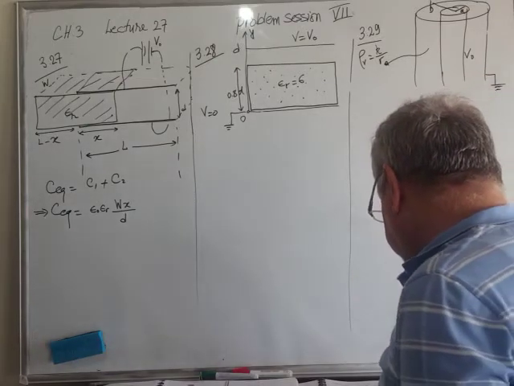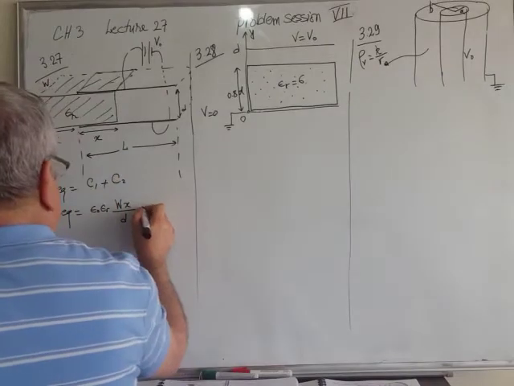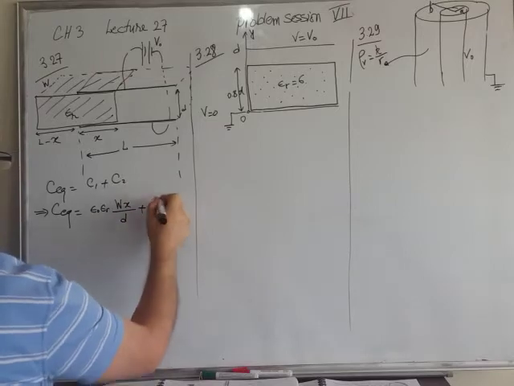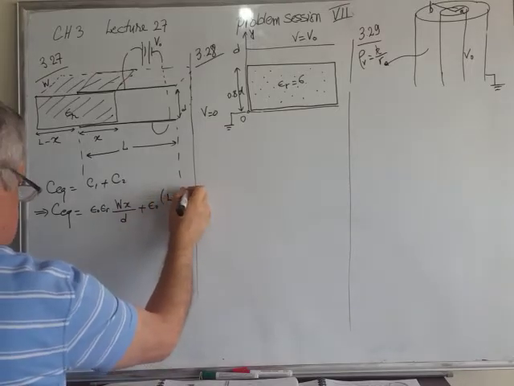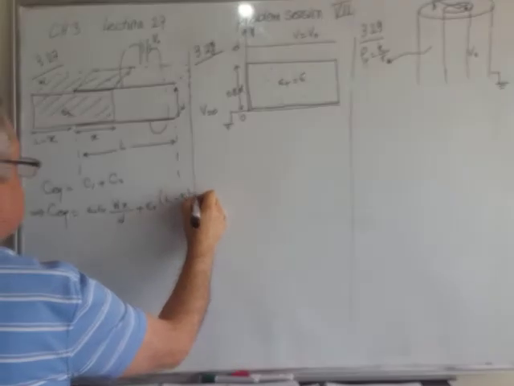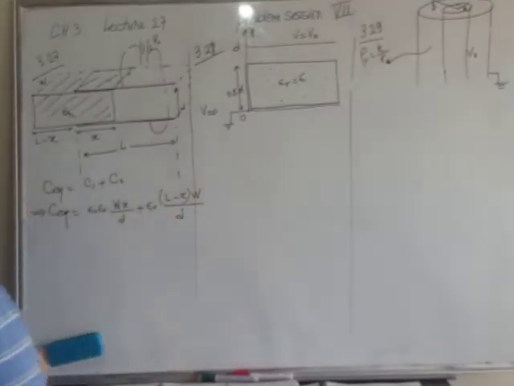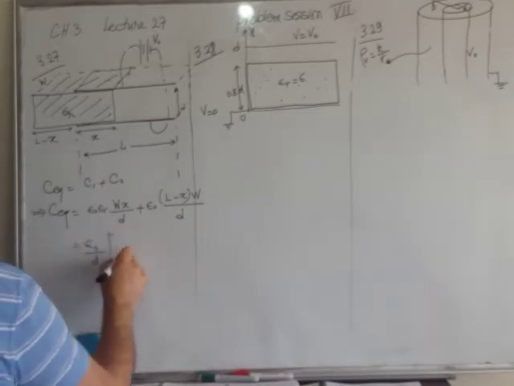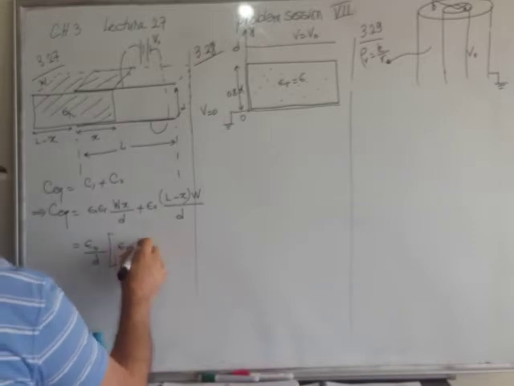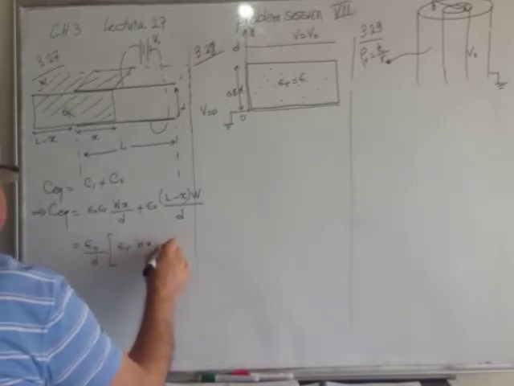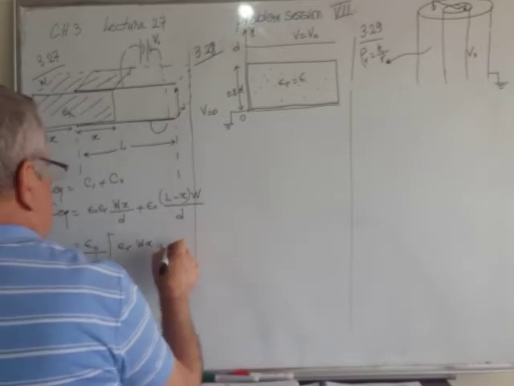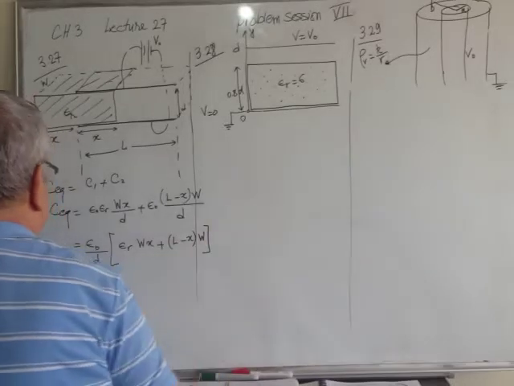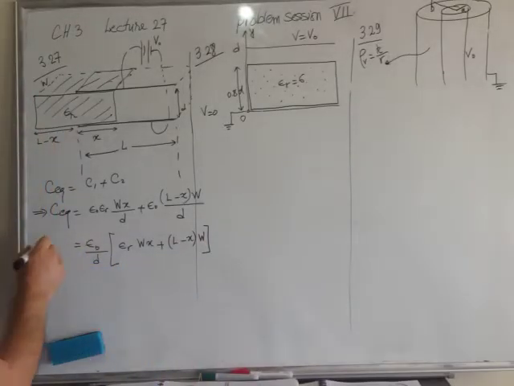Now plus the second one, this capacitor, the air one, which is epsilon 0 times L minus x, times W, that's the area, over the same separation. So if you want, this is epsilon 0 over D times epsilon r W x plus L minus x times W. That is C equivalent.